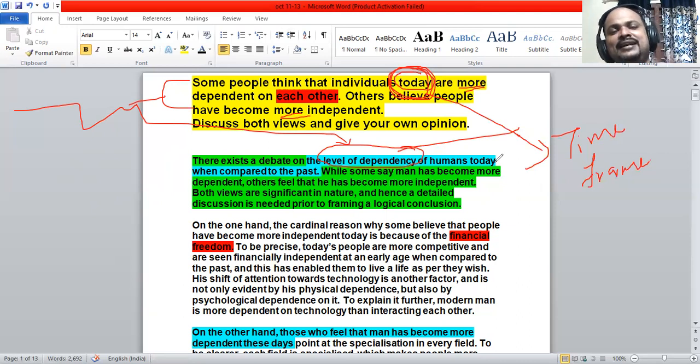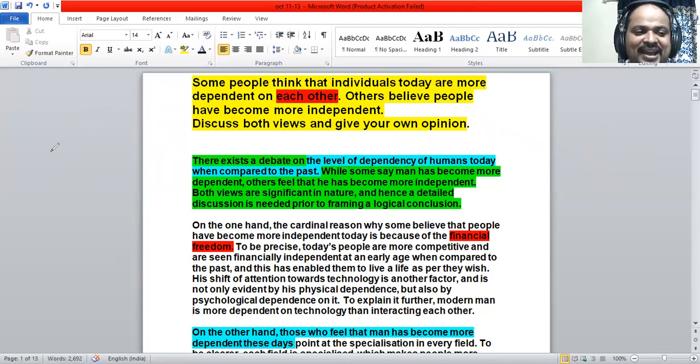We understood that a topic is there on which the argument is going on. We identified the topic as the level of dependency. And we have said that there are two time frames here. The time frame number 1 is the past and time frame number 2 is the present, that is today. So this is what we can say.